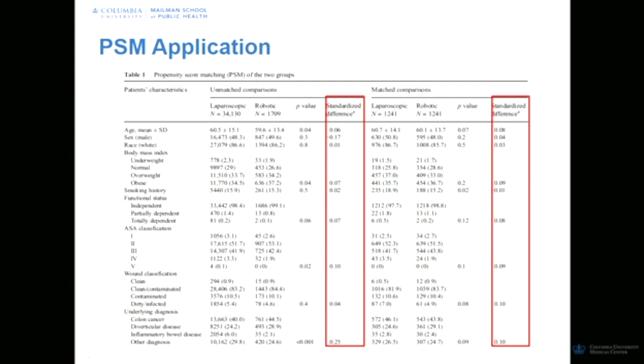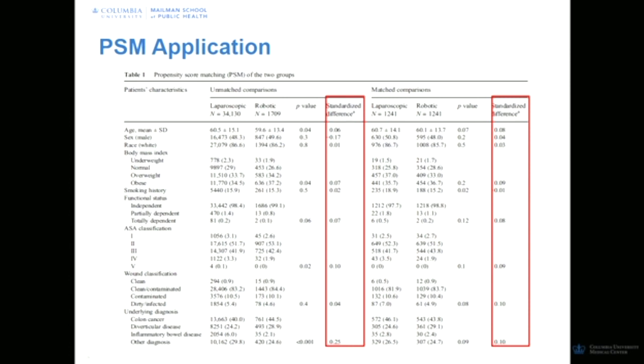Table 1 shows the patient characteristics before and after matching. Notice, unmatched comparison and matched comparisons. Let's focus on the unmatched comparison. Notice that we have 34,000 in laparoscopic and 1,700 in the robotic group. Okay? These are the two groups that we decided to compare. Now, they were assessed with respect to a bunch of covariates: age, sex, race, BMI, functional status, wound classification, underlying diagnosis. Variables that were related to laparoscopic and robotic.